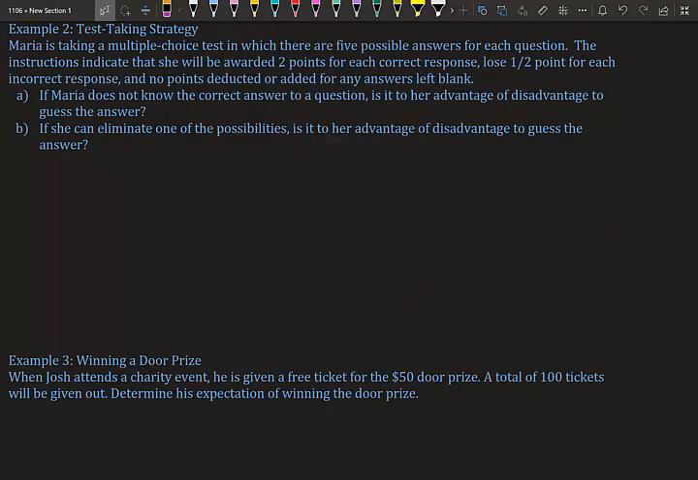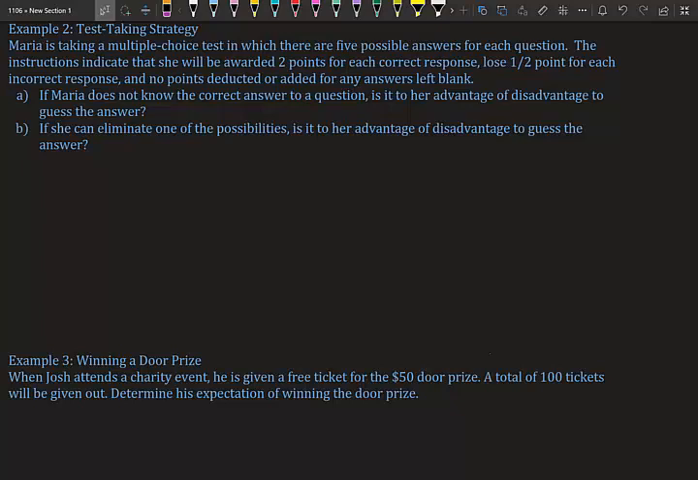Example 2, test taking survey. Maria is taking a multiple choice test in which there are 5 possible answers for each question. The instructions indicate that she will be awarded 2 points for each correct response, lose half a point for each incorrect response, and no points deducted or added for any answers left blank. If you're taking the SATs, this is how they're set up.